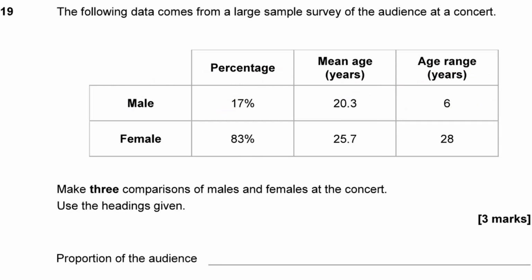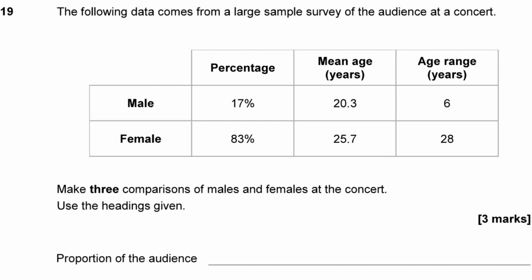Question 19. The following data comes from a large sample survey of the audience at a concert. So we've got male and female on one side, and we've got a percentage. So that's a percentage, I suppose, of how many people attended. Their mean age and their age range. Okay, so let's make 3 comparisons of male and females at the concert using the headings given. Okay, so the proportion of the audience.